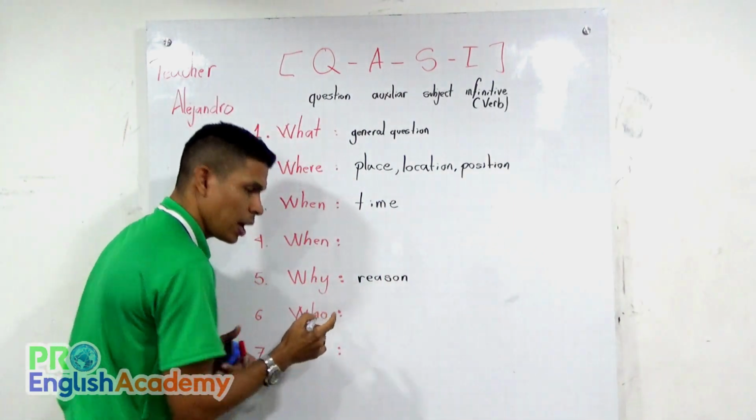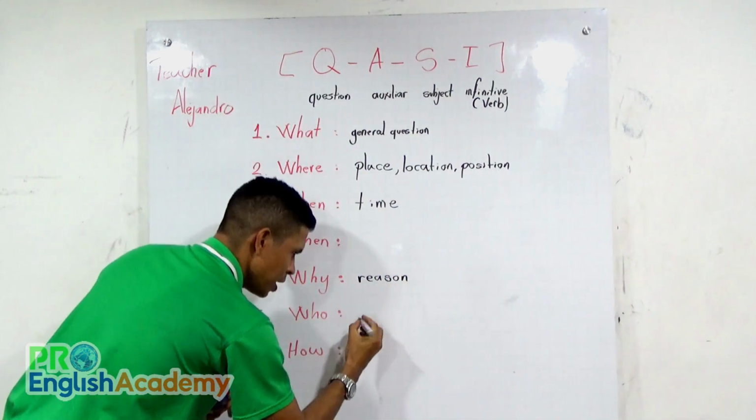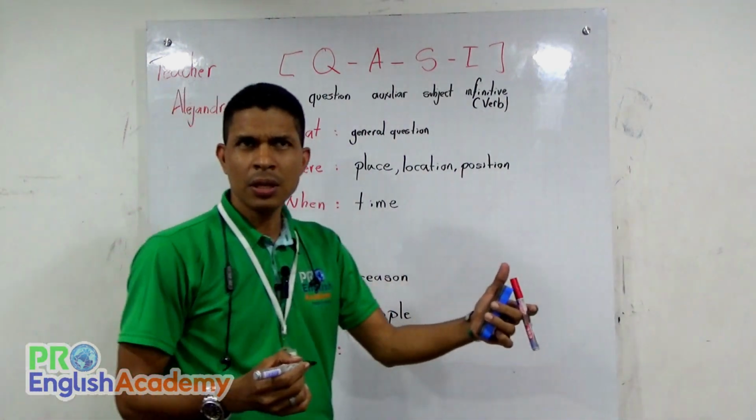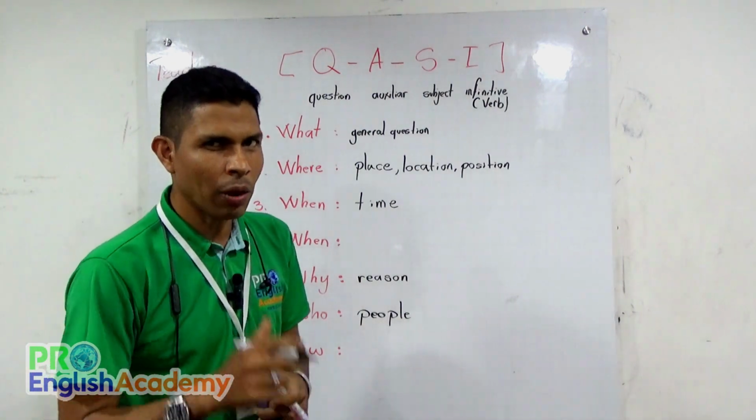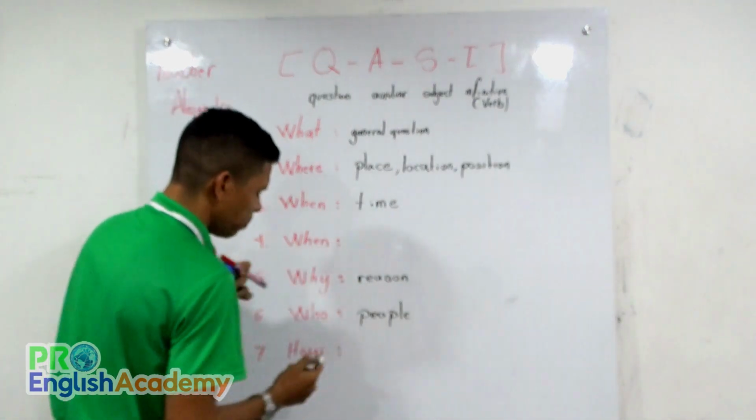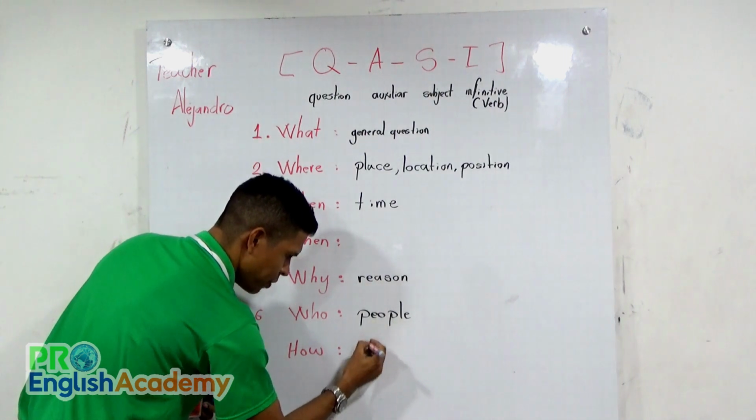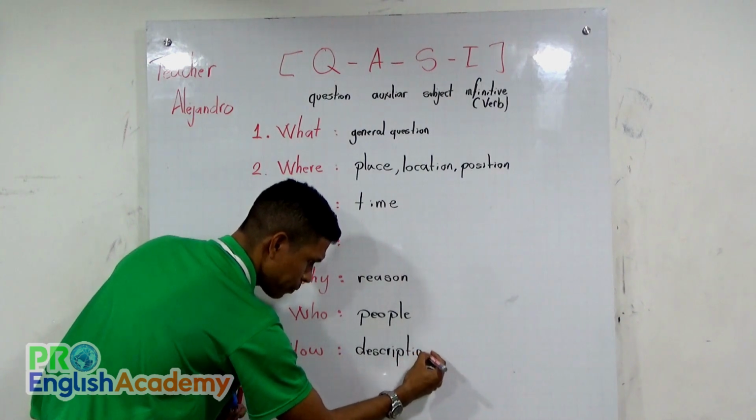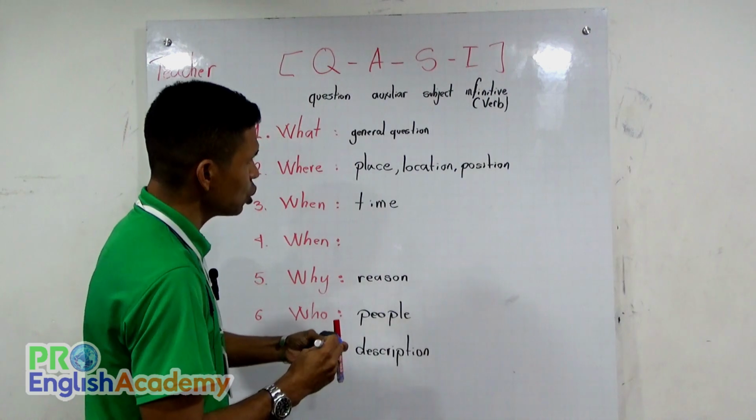Now, who is a question about people. Yes, it's about people. People or person. And how? How is a very interesting question because it can be about a process or it can be about description. Right. It's a very dynamic word. Description, right? Okay? That's what it is.